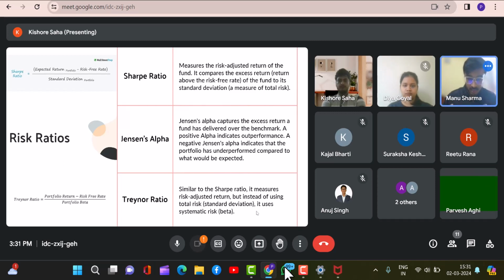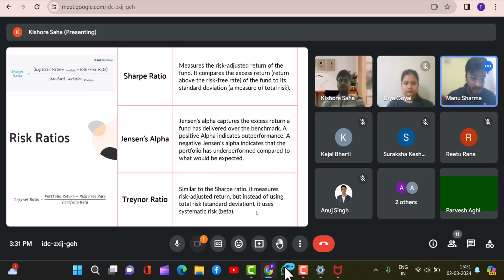Jensen's alpha captures the excess return a fund has delivered over the benchmark. So a positive alpha indicates that the fund has outperformed the benchmark. For the flexicap funds, the benchmark is the Nifty 500 index. The fund that we have selected, Quant, has also outperformed the benchmark. Negative Jensen alpha indicates that the portfolio has underperformed compared to the benchmark. So let's say that if a fund has a Jensen alpha of 5, that means it has outperformed the benchmark by 5%.